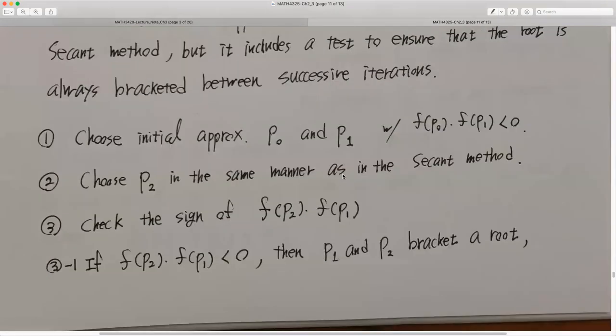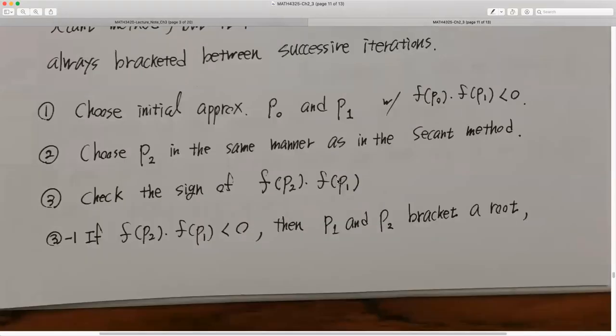So here's the algorithm. Choose initial approximations P0 and P1 with f(P0) times f(P1) less than 0. We can use the intermediate value theorem, right? The big assumption in the bisection method was that two consecutive sequence terms should satisfy the intermediate value theorem assumption, which is f(P0) times f(P1) less than 0. Then choose P2 in the same manner as in the secant method.